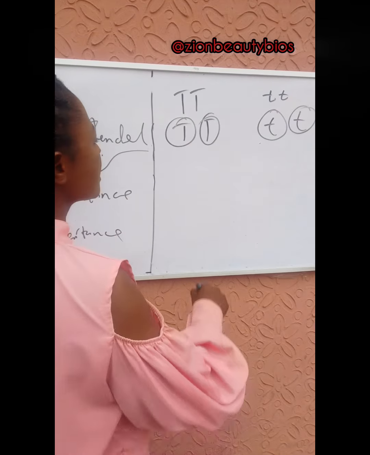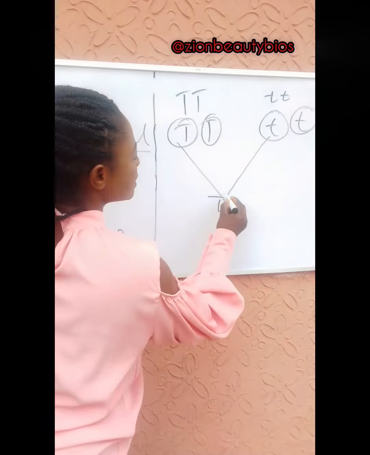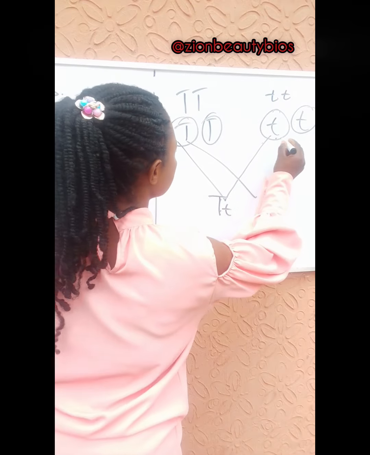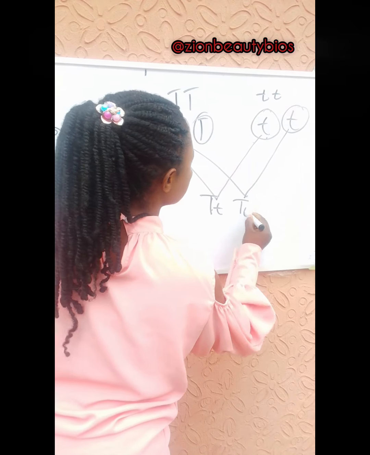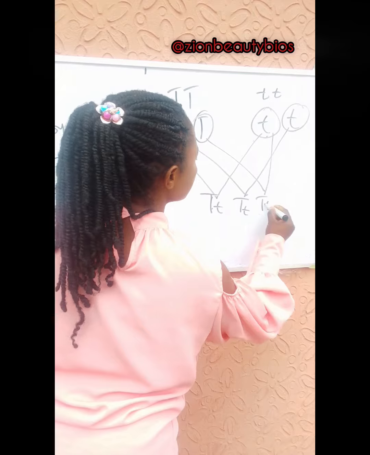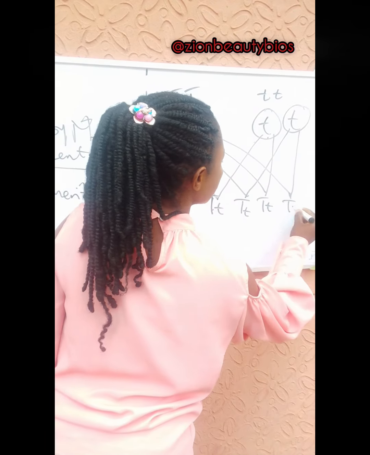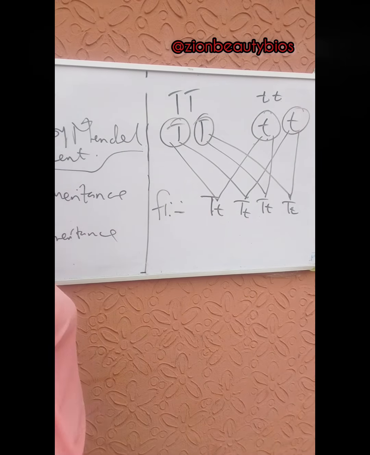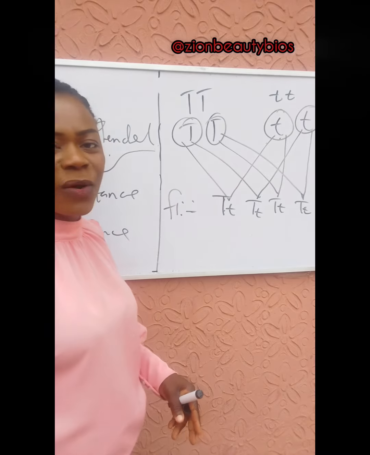So in this case, the crossbreeding of this to this will give us capital T, small t. This to this will give us capital T, small t. This to this will give us capital T, small t. This to this will give us capital T, small t. This is the first filial generation in characters. Looking at this now, the offspring are heterozygous in nature.